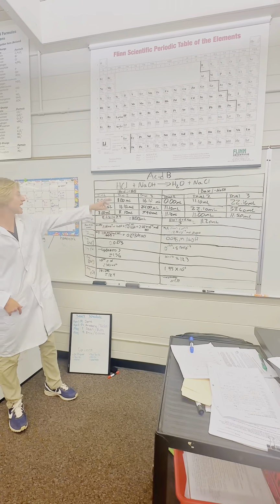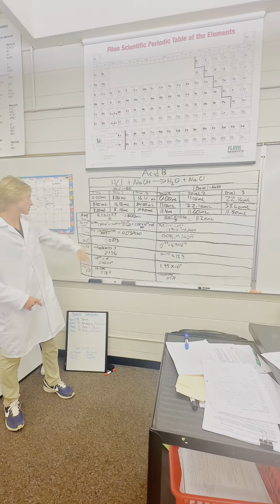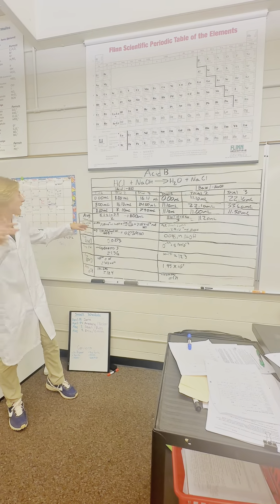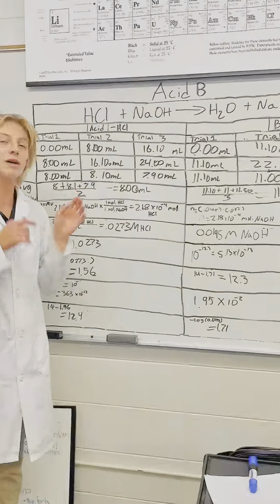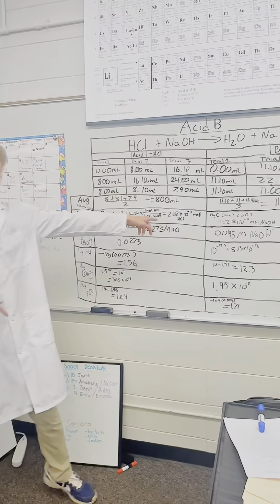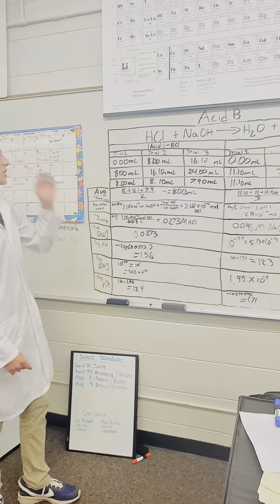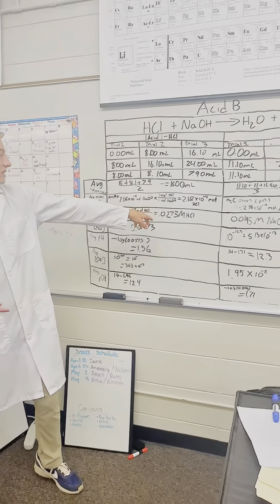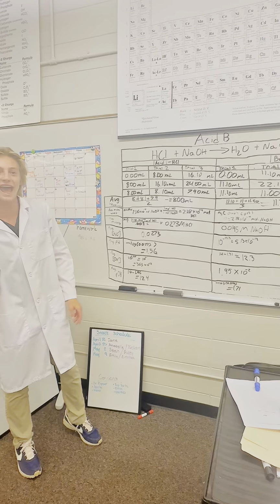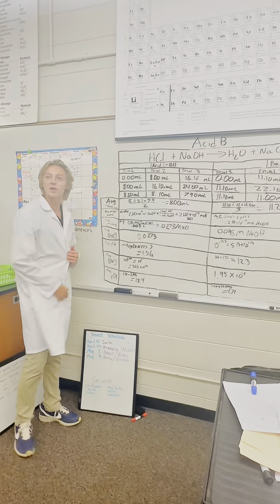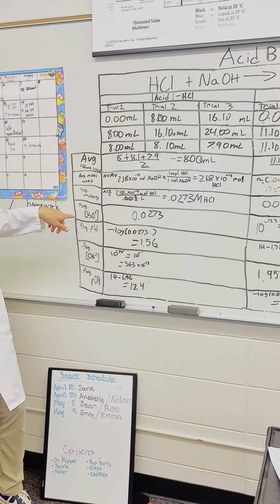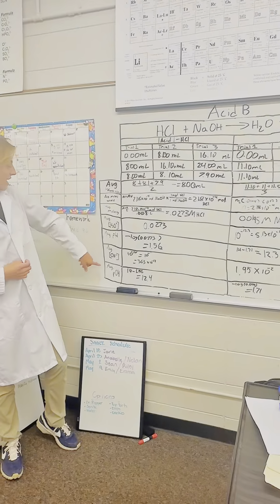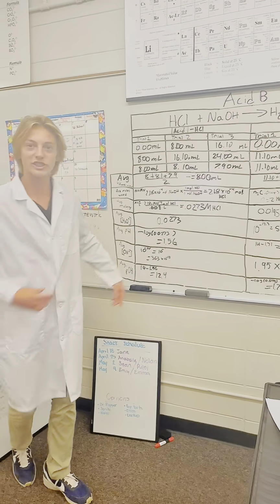So first we use the average of the volume used, and then we use n equals M times V, and we got 2.18 times 10 to the negative 4th moles of hydrochloric acid. Then that's how we also used M equals n over L to get 0.0273 molarity of hydrochloric acid. And then using all of that, we can calculate the average H3O ions and the pH, average OH ions, and the pOH.